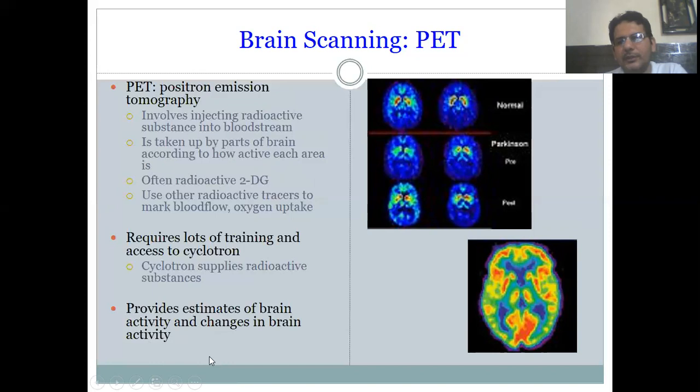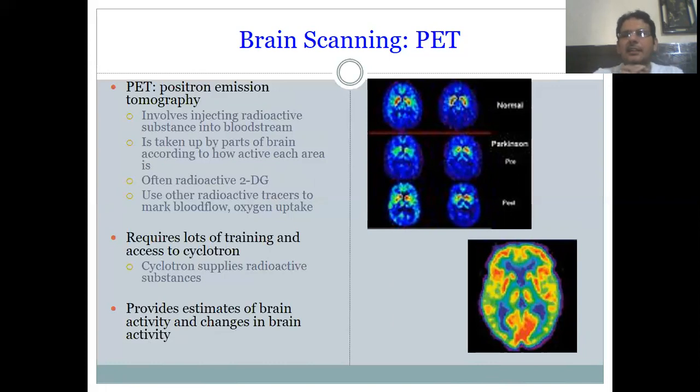So it gives you just like this. Some areas of the brain are very active, and some are not that active. So with the PET scan, we can look at oxygen uptake, because the brain takes a lot of oxygen, and the brain takes a lot of glucose, so we can check which areas of the brain are more active using the PET scan.